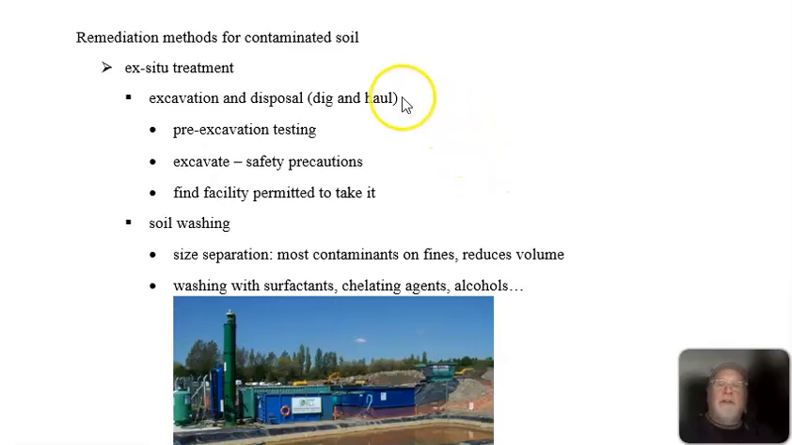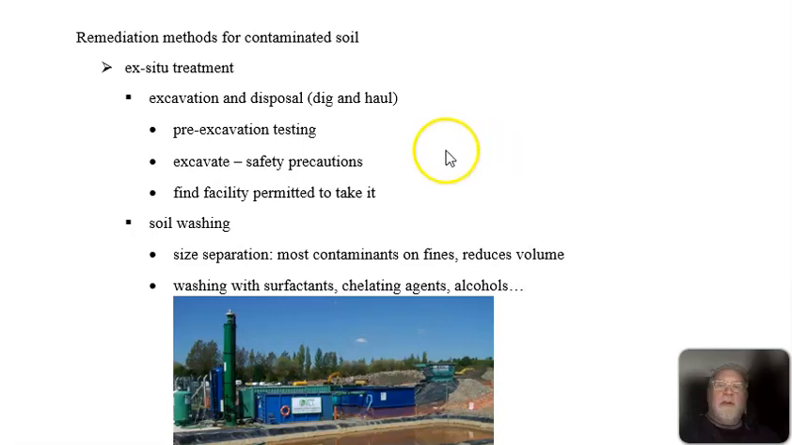One method is just to excavate it and dispose of it, what we might call a dig and haul. So ex situ, out of ground treatment, we take it out and get rid of it. Now, it's not quite that easy. You have to do pre-excavation testing for it to see what's in there, both for the safety of the workers doing it and for the disposal of it. So if there are contaminants in there, which is why you're getting rid of it, then you're going to have safety precautions for the excavation. So there's a process there. And then you have to find a facility that's permitted to take that contaminated soil. You can't just dump it anywhere or take it to any landfill.